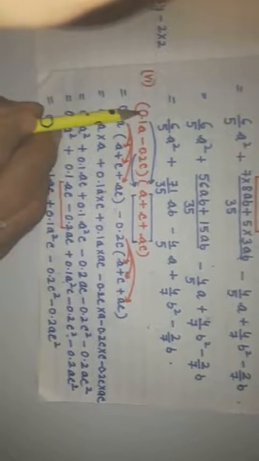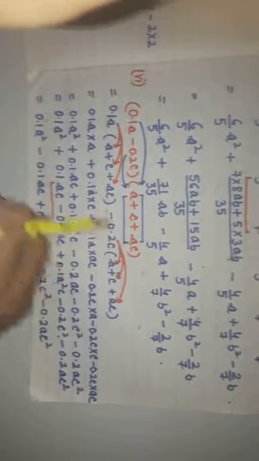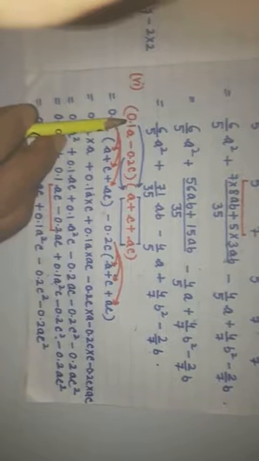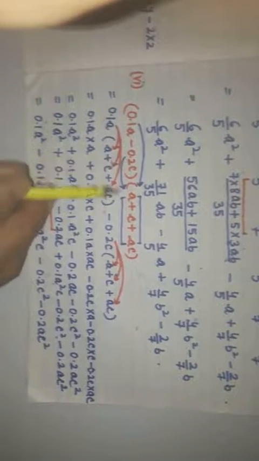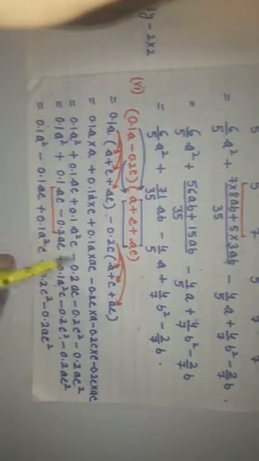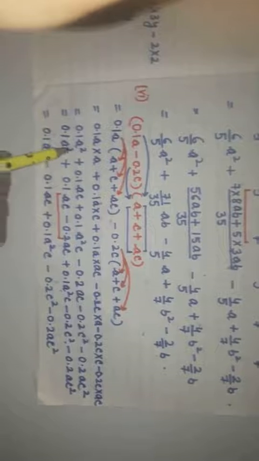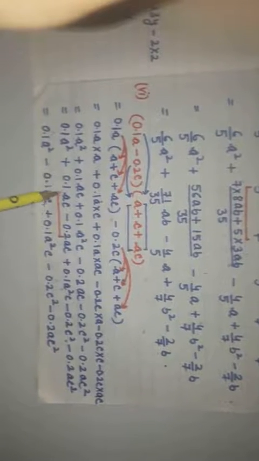Now the next part is there. In this part decimal numbers are given, the decimal coefficients 0.1a minus 0.2c into the trinomial a plus c plus ac. So in this case we have to multiply these with this first term and then with the second term. So again we multiply with the same method. So we are getting the answer 0.1 a raised to power 2 plus 0.1 ac.